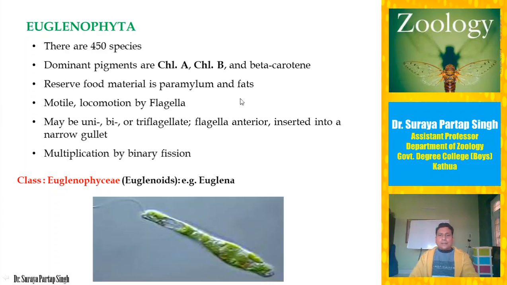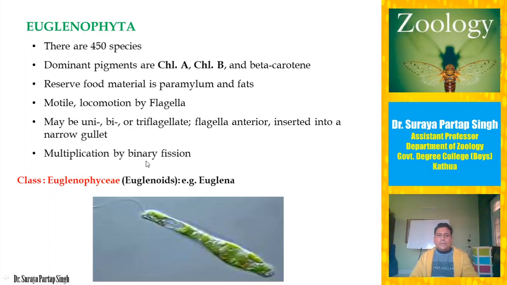So flagella is anterior and inserted into a narrow gullet. So here you can see the structure of Euglena. Here, a very thin thread-like structure you can see. This is an actual photograph of Euglena. Here you can see a thread-like structure which is the flagellum, and it arises from a structure known as the gullet, which is present at the anterior side of the organism. In members of Euglenophyta there may be one flagellum, there may be two flagella, or there may be three flagella.